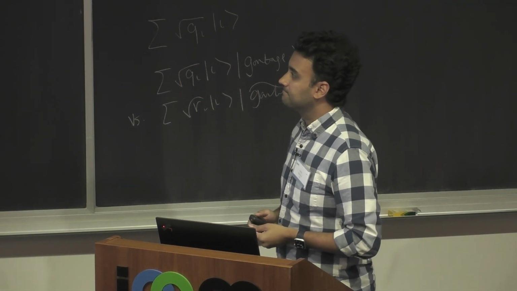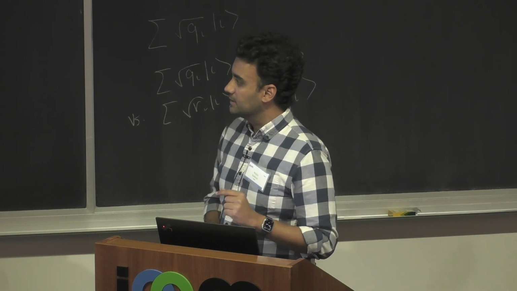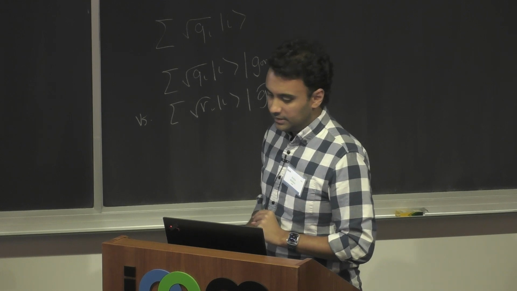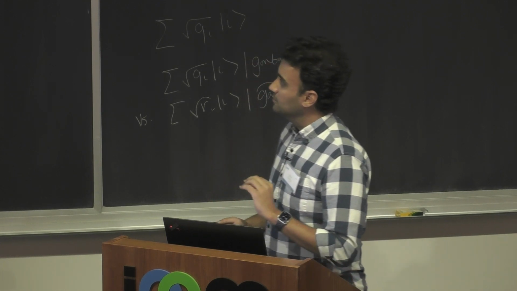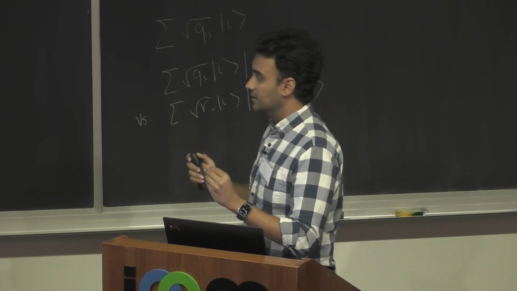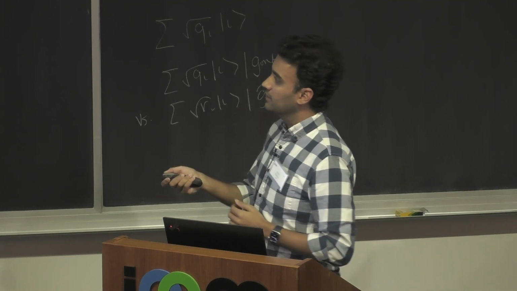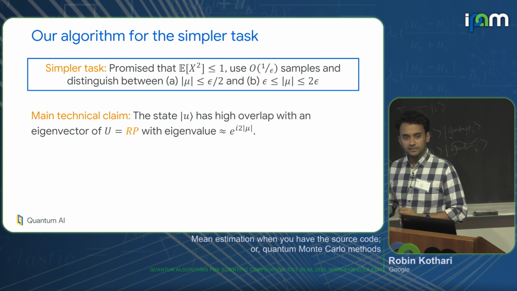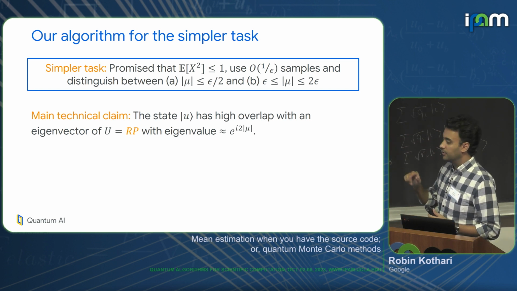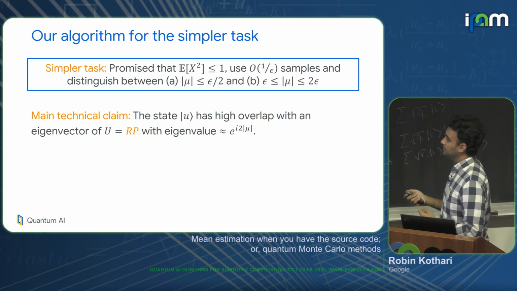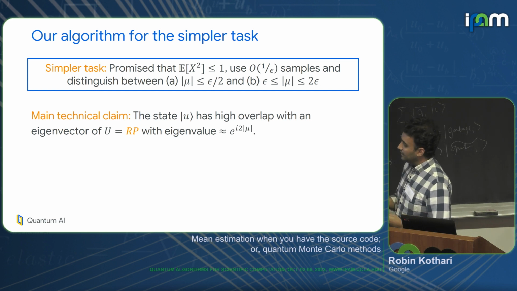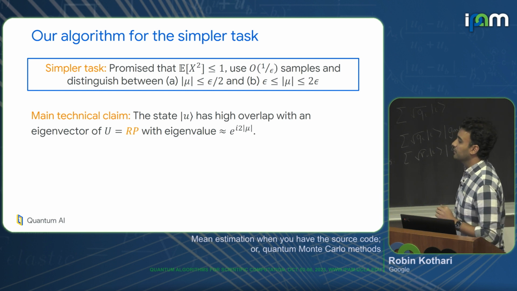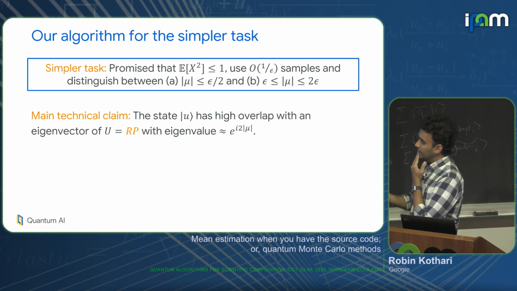Good. These two operators make sense to everyone. R and P, they're both simple, they're easy to implement. And now my algorithm will only use these two. In fact, the algorithm's main technical claim, the only theorem that really has to be proved, is the following. The state ket u, the uniform superposition I had a couple of slides ago, literally the uniform superposition over all basis states, has very high overlap with an eigenvector of this unitary, which is the product of the two unitaries I just described. That's a unitary you can implement on your quantum computer. And its eigenvalue encodes the mean.